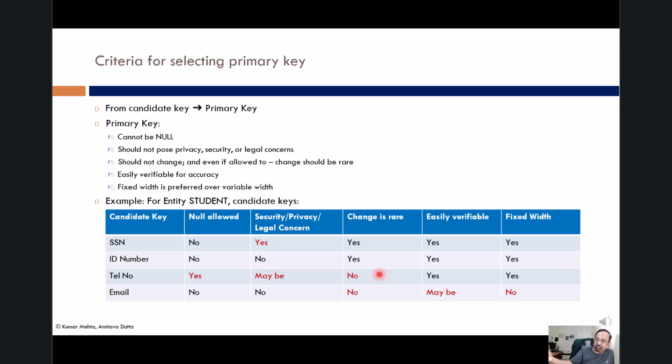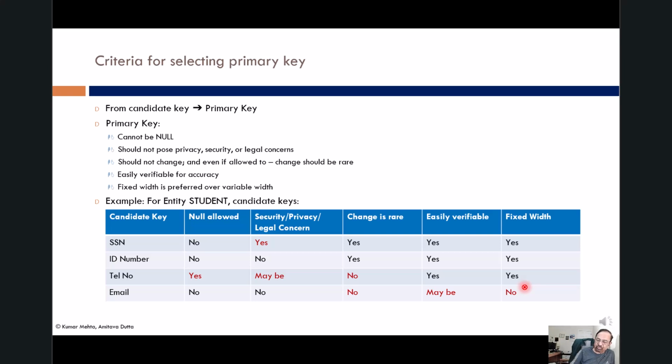So trying to identify the same student if their telephone number keeps changing can be problematic. Okay, so I hope you're seeing that some of these characteristics of the candidate key are what can be used to determine if I have multiple candidate keys.